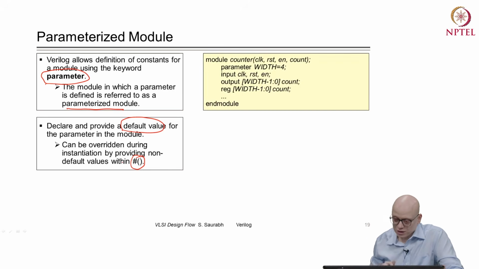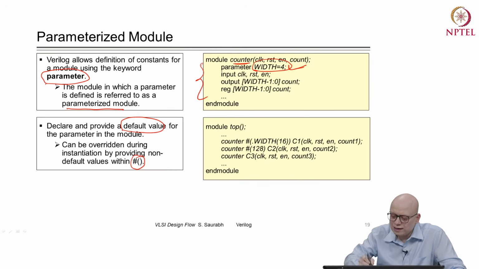Suppose there is a module counter. In this module I am saying that there is a parameter width, whose default value is 4, and this parameter width will be used within this module counter. This probably will define the size of this counter depending on the parameter width. Now, while instantiating we can say give the value of width as 16, rather than 4, or we can give the value of 128 to whatever the parameter is in this case.